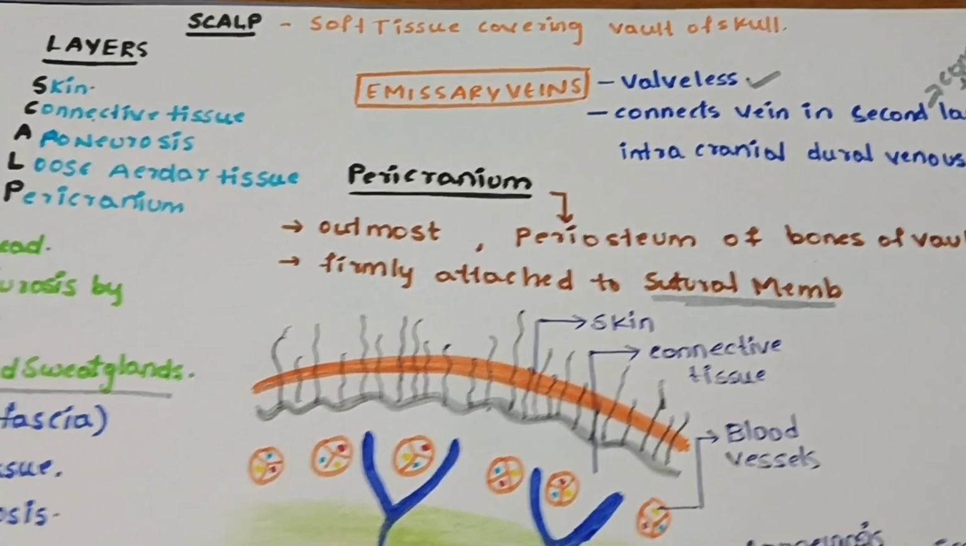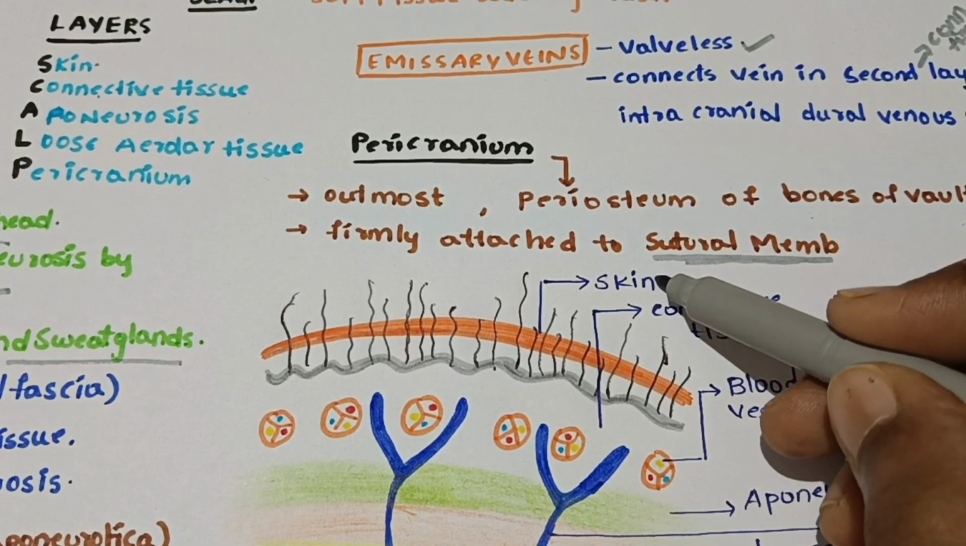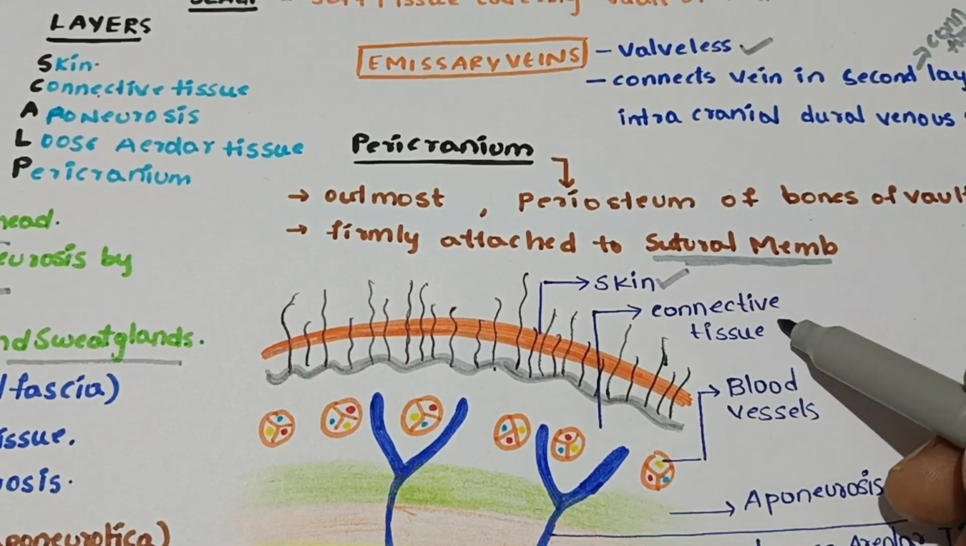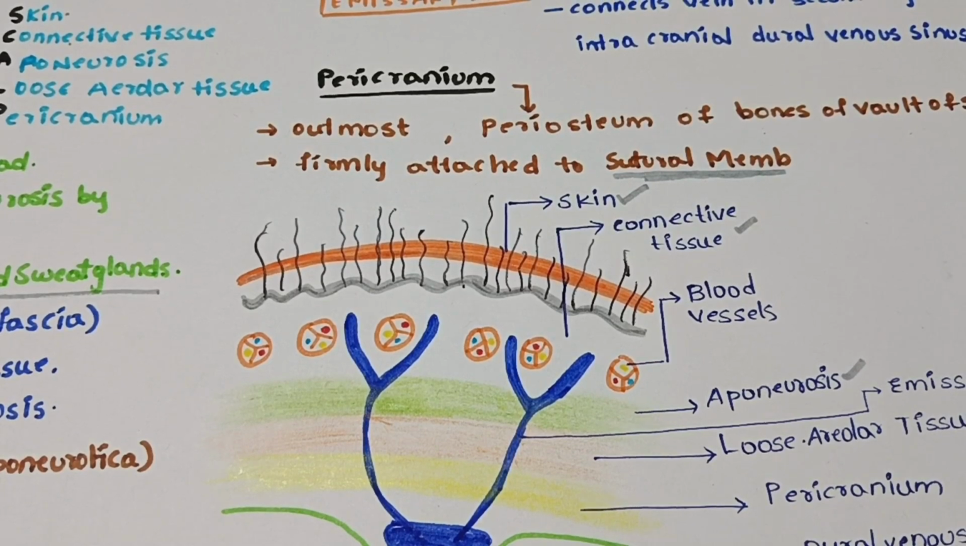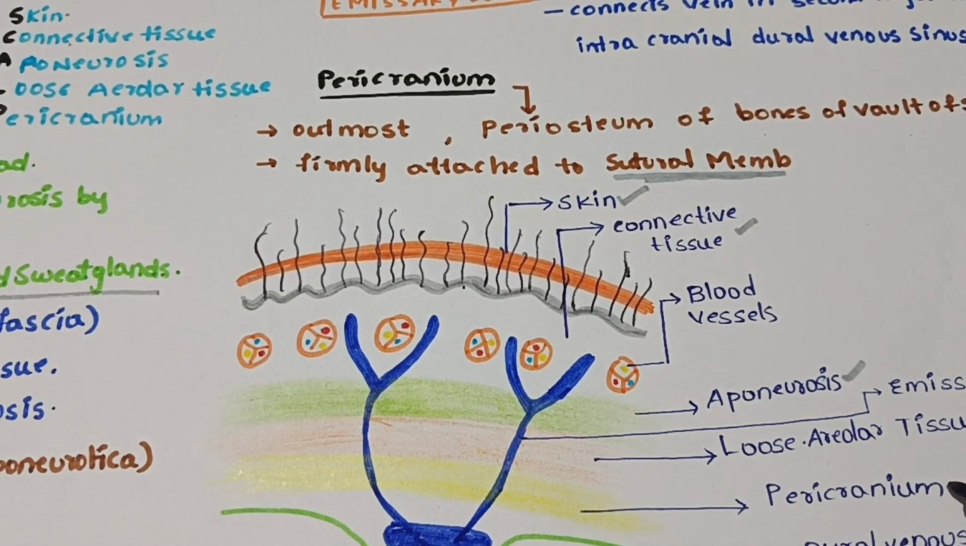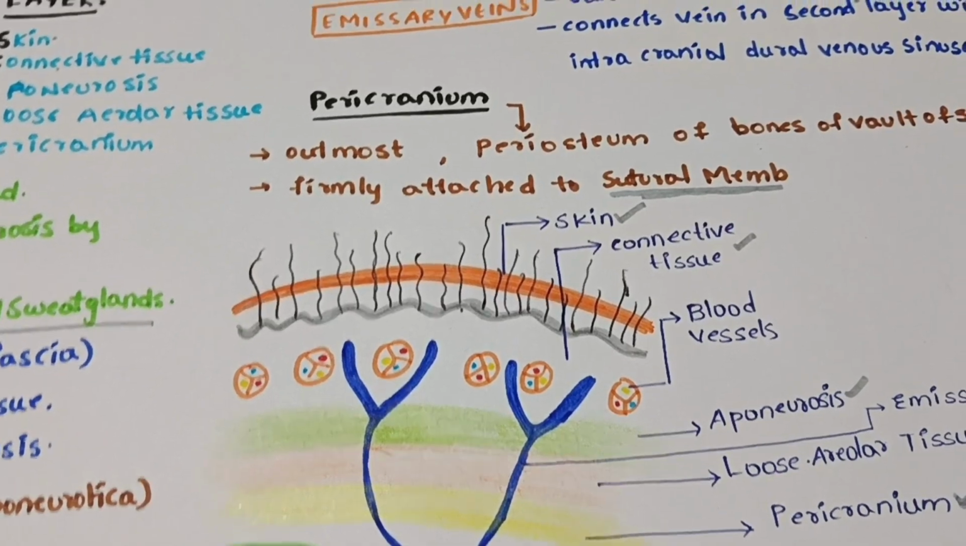Now let's see in the diagram. As I said, it contains 5 layers. Let's appreciate them. First one is skin, second one is connective tissue, third one is aponeurosis, fourth one is loose areolar tissue, and the outermost is what? Pericranium.